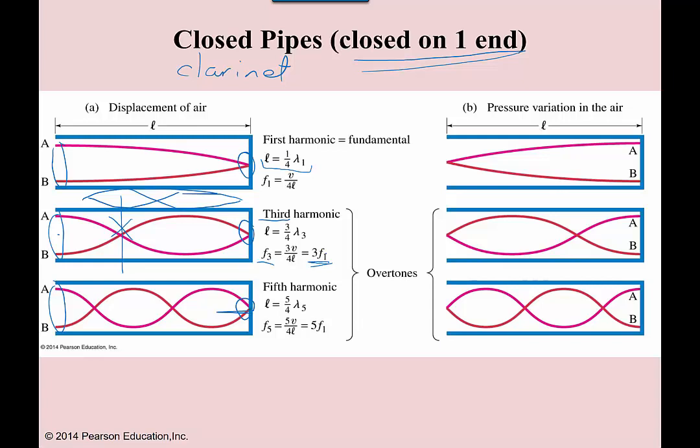So that relationship is still the same, that f3 is 3 times the fundamental frequency, just like it was with open pipes. And again, we can't have a fourth harmonic, because the fourth harmonic would require a node at the open end, and we can't have that node. So we skip the fourth harmonic, and we move on to the fifth harmonic. The length of the pipe is 5/4 lambda 5, and the fifth harmonic frequency is 5 times the fundamental frequency. So same sort of relationship between frequencies with open pipes as with closed pipes.